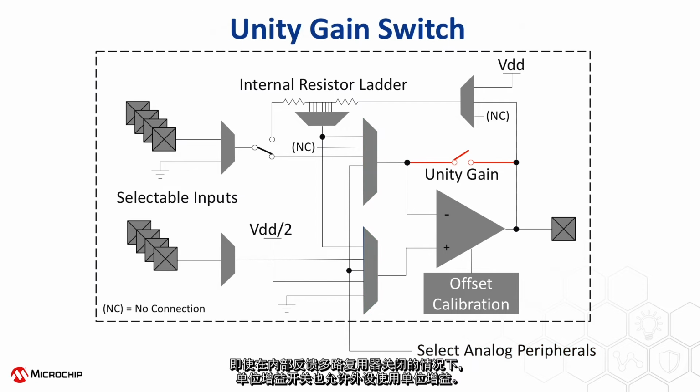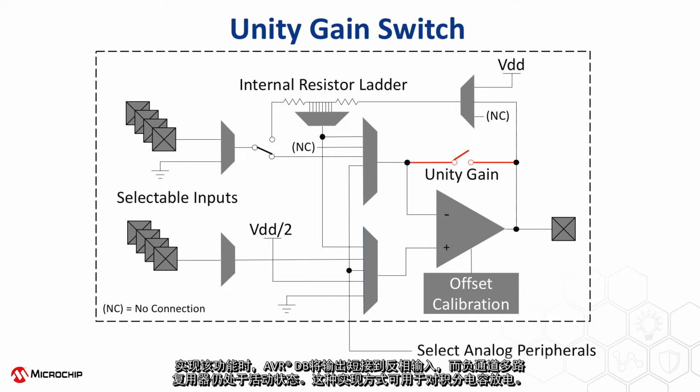The unity gain switch allows the peripheral to be in unity gain even in cases where the internal feedback multiplexer is turned off. AVR DB implements this feature as a short circuit from the output to the inverting input with the negative channel multiplexer still active. This implementation can be used to discharge an integration capacitor.